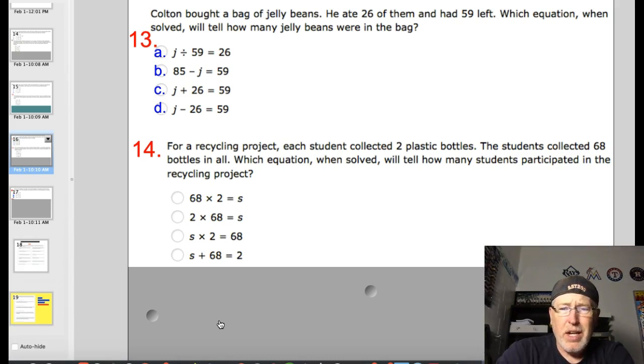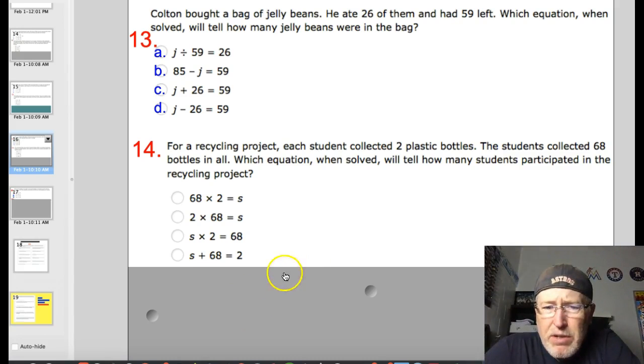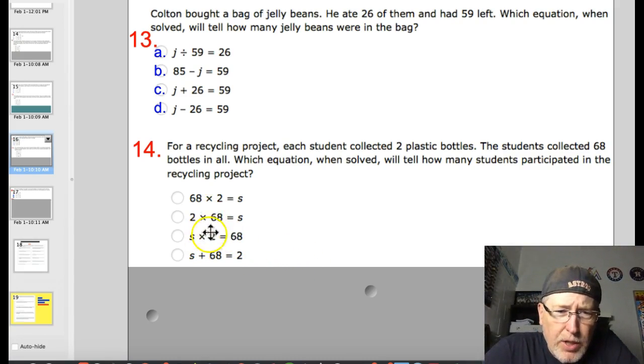Well, 68 divided by 2, right? I think that's 34, but it doesn't even matter what the answer is. Let's just see. That was division, so let's look at multiplication. Oh, shoot, I got 2 of them here. Well, let's see. Oh, I got 3 of them. 68 bottles in all times 2 bottles each student collected equals S? What? No. And the S is off by itself. That doesn't make any sense. That's not formulated properly. That's not going to be right.